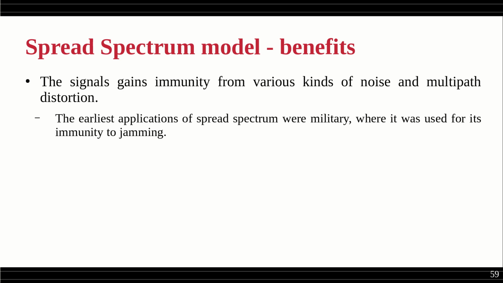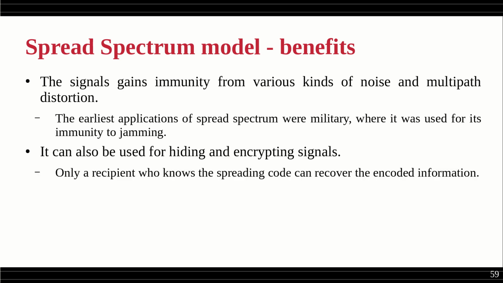In the beginning it was mainly used for military applications, where it is used for its immunity to jamming kind of attack. So later we started using it for wireless communication also. It can also be used for hiding and encrypting signals. So you will be thinking how this encryption is possible. We will see after explaining the frequency hopping and direct sequence spread spectrum concepts. Then you will get an idea about it. So it can be used to achieve confidentiality of the information. It will be hidden from the attackers.